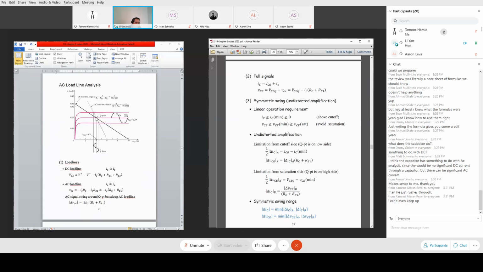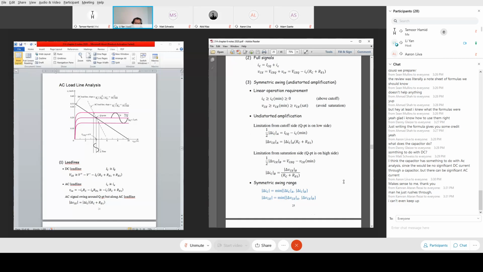That's when the quiescent point is unfortunately set a little bit high. So with this swing, although you're not worrying about the cutoff, you worry about bumping into this saturation dead end. So there's another way to evaluate the range. In this case, the evaluation is on the VCE, and that means VCEQ minus VCE minimum. This VCEQ minus VCE minimum is a delta, half of delta VCE. We can find out this limitation on the swing.